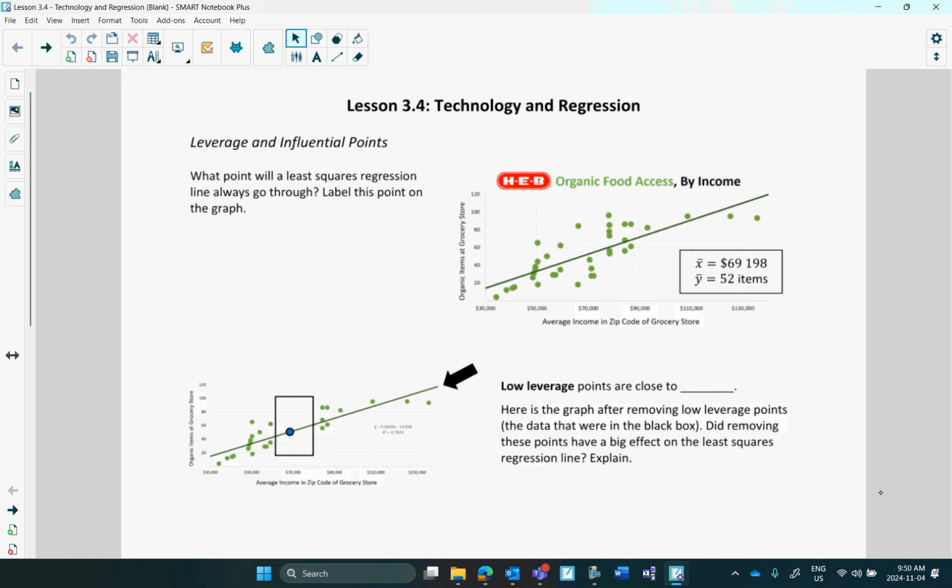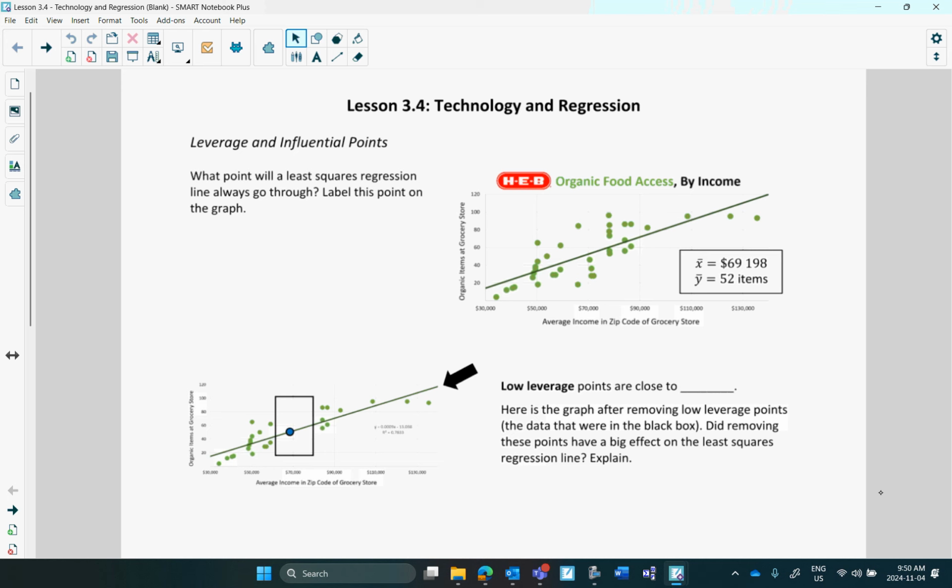They're points on a scatter plot or in a set of values that somehow can influence how the least squares regression line looks, which means it could affect the y-intercept of the line. It could affect the slope of the line. It could affect the correlation of the relationship, which means it affects the correlation R squared. It could affect the standard deviation.